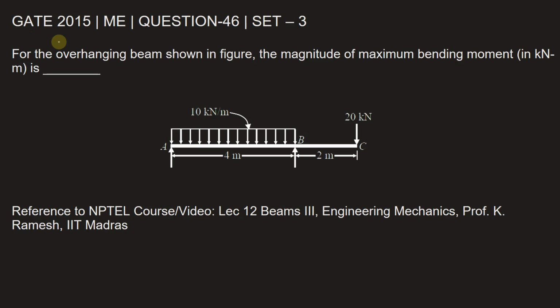This question is from GATE 2015, Mechanical Engineering paper, set 3, question number 46. For the overhanging beam shown in the figure, the magnitude of maximum bending moment in kilonewton meter is dash.